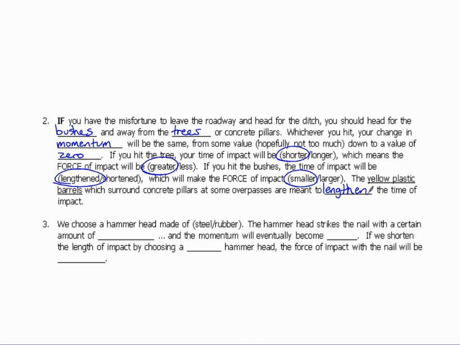So if you consider that in either instance, this is your change in momentum, you can have a big force over a small amount of time, or you can have a small force over a longer period of time. When one goes up, the other one goes down. When one gets bigger, the other one gets smaller.